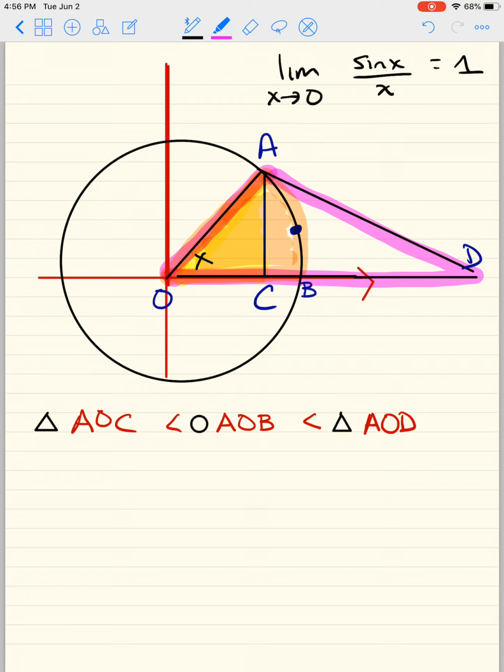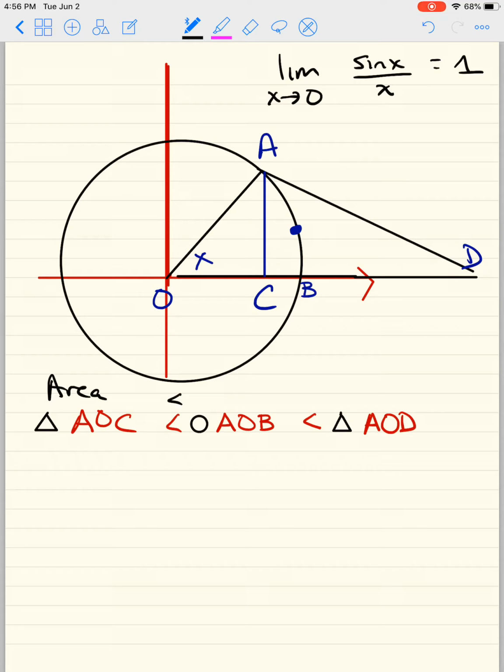Of course. So, with that being said, if you take a look at what I wrote here, I'm going to show that the area of AOC is less than the area of the sector of the circle AOB, which is less than the area of the triangle AOD.